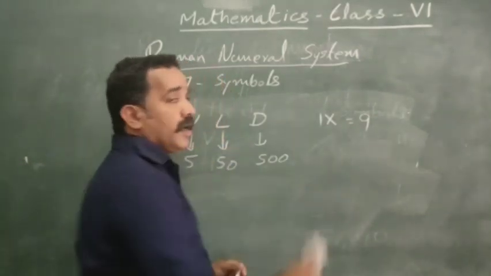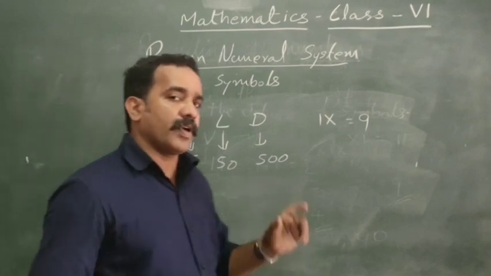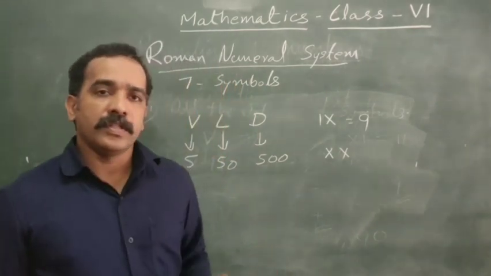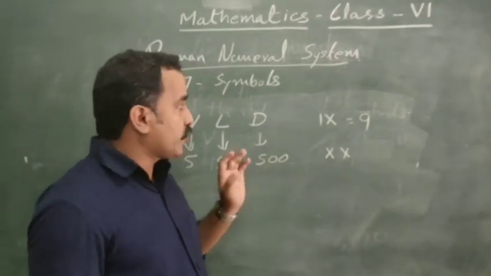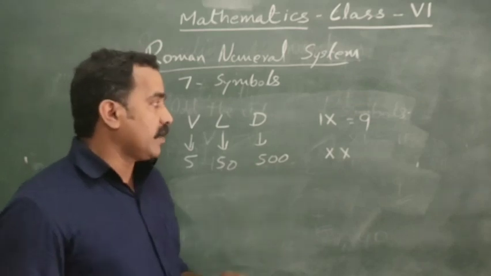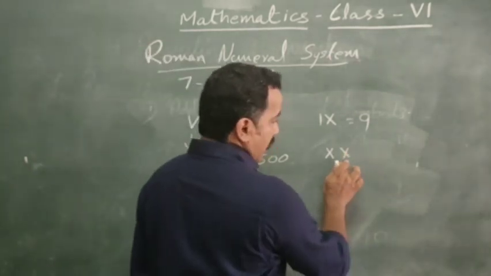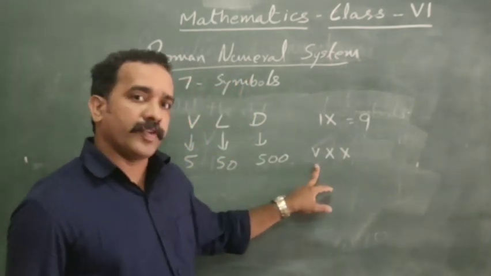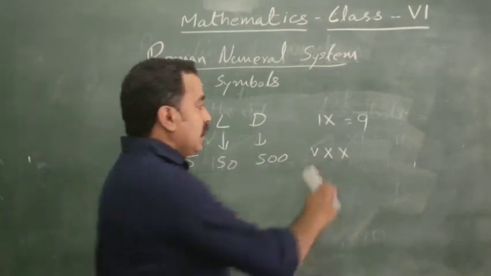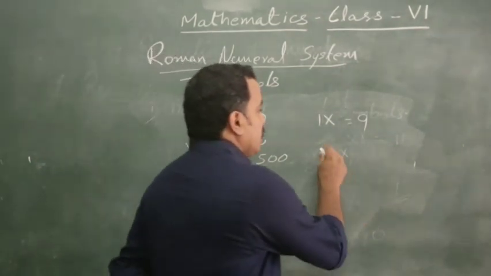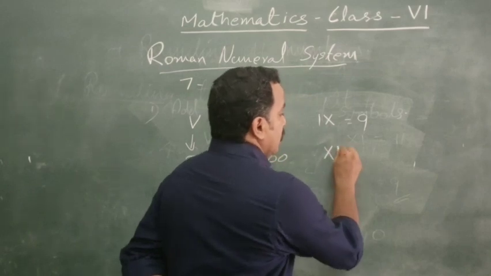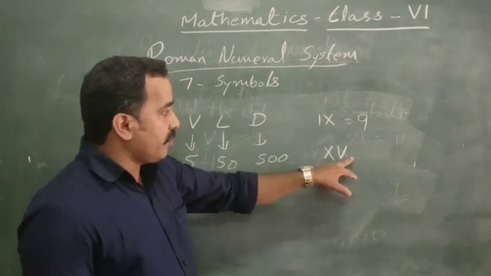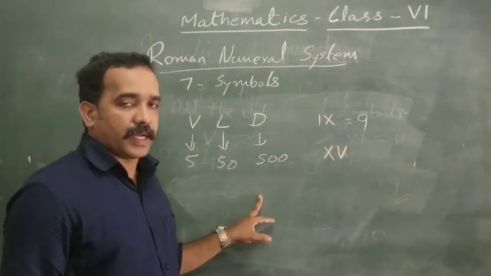But for 15, how can we write 15? You know 20. This is 20. So to find 15, you cannot write 20 minus 5. This is wrong. It gives 15 actually, but it is wrong. The correct way to write 15 is 10 plus 5. 10 plus 5, 15. That is the way. So we cannot use V for subtraction.